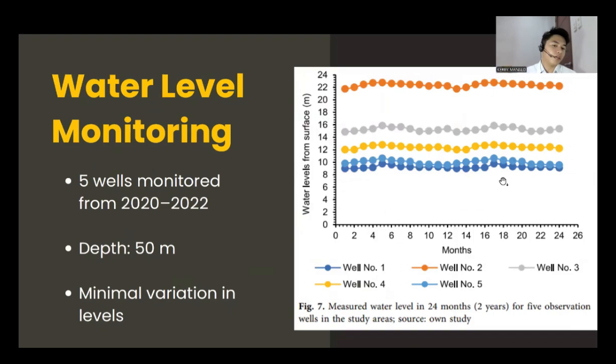As for the water level monitoring, to evaluate long-term sustainability, 5 wells were monitored from 2020 to 2022. Figure 7 shows the groundwater levels remained stable. This one. They were monitored throughout the whole 2 years. This consistency proves that the aquifer system can be relied on during dry spells.